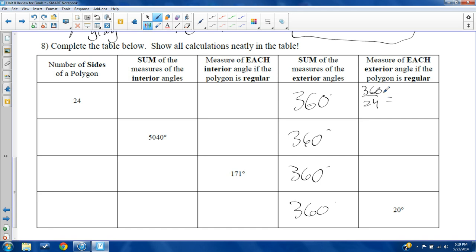I don't like this calculator. I have to push the buttons hard. 15. So this is 15 degrees for each exterior angle. If each exterior angle is 15, the interior angle would be 180 minus 15. Remember, these are all regular polygons. Equals 165. If each interior angle is 165 degrees, the sum of the measures of the interior angles is 165 times 24. Take how many interior angles there are, multiply by 24.